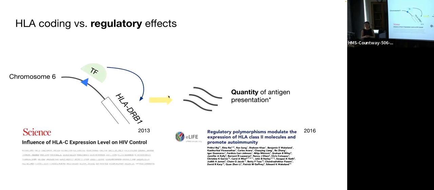And there's been some evidence to show that HLA expression levels are important for disease. So for example, of the two studies here, the one on the left showed that HLA-C expression levels, independent of the coding variants, can affect whether someone controls HIV infection and also increases risk for Crohn's disease. And the other study tried to fine-map disease risk alleles for lupus and argued that they lie within regulatory regions that modulate class 2 expression.